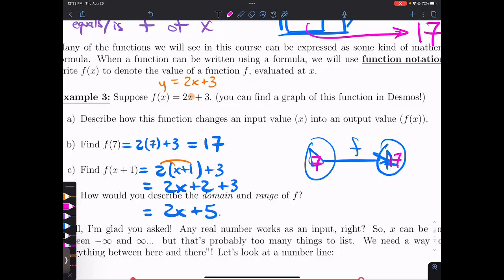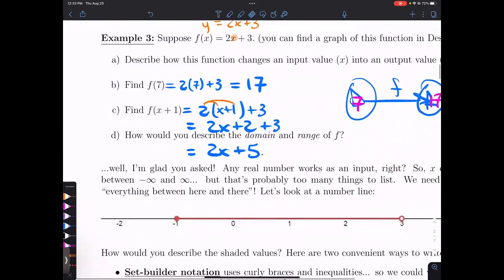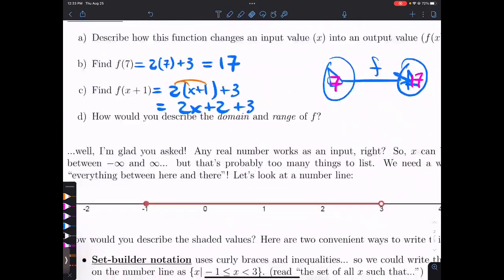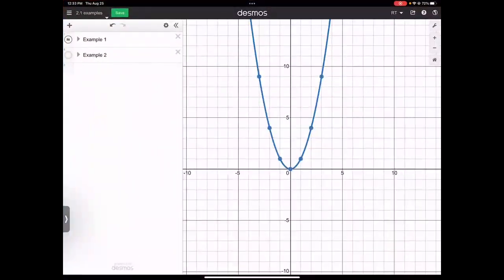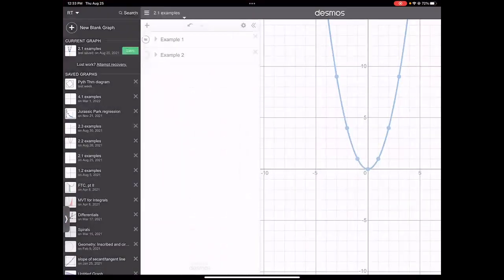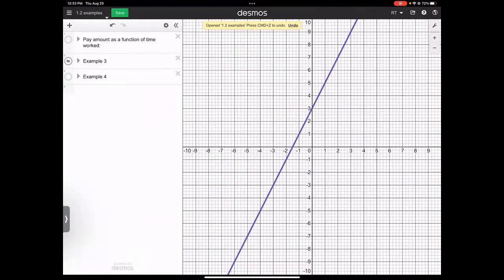Okay, and the thing I left off with on Tuesday was asking you to think about the domain and range here. So another way that we could look at this function that we haven't done just yet, or haven't done as a group anyway, is to look at its graph. So there's the graph, y equals 2x plus 3. You've seen this kind of thing before. It's a linear function, so it's got y-intercept at 3 and slope 2.